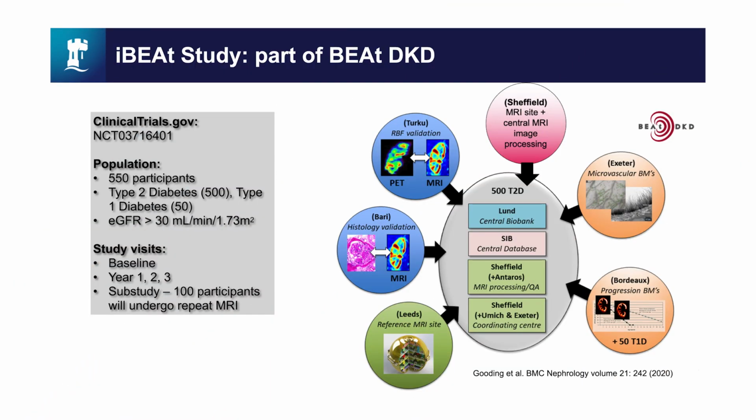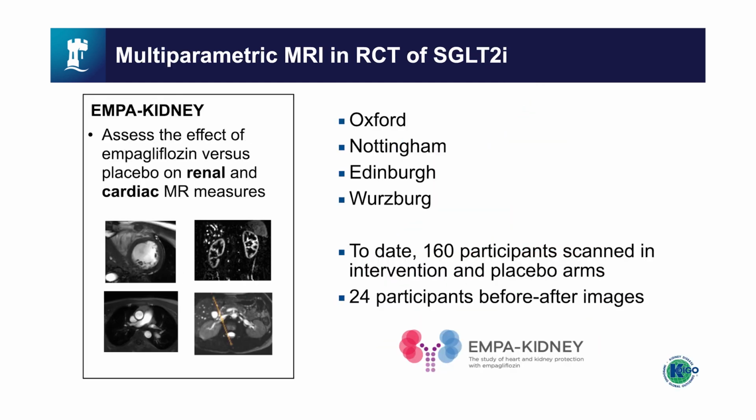IBEAT is also a large prospective multi-center study that's currently hopefully coming towards the end of recruitment. It's part of the larger BEAT DKD platform, and IBEAT will recruit 550 participants, this time with diabetic kidney disease. They'll be scanned at baseline, with a number of other assessments, and then 100 patients will undergo repeat scanning within the 3-year follow-up period. We're seeing now trials that are incorporating MRI as sub-studies.